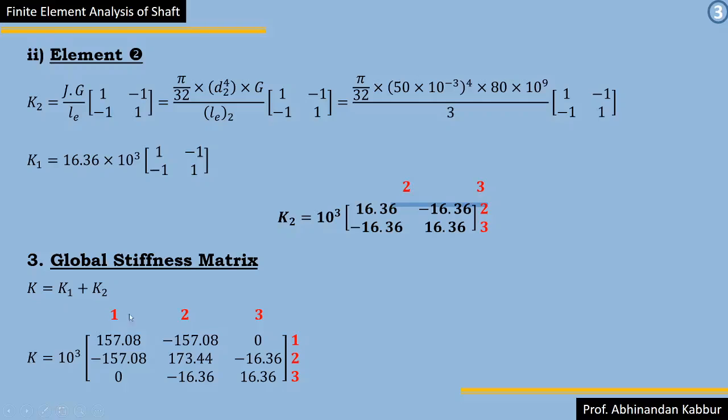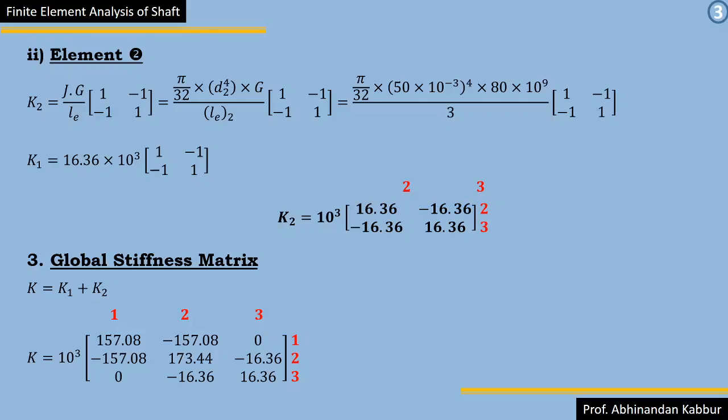Therefore I'll put the values: 1 of 1, which is 157.08, 2 of 1, once again it is minus 157.08, then 3 of 1, I don't have any value of 3 of 1, therefore it will become 0. Similarly I'll go with 1 of 2, I'll put the value, but when I come to the 2 of 2, I'll be having two values, one from the first matrix, that is K1 matrix, and the other value is from K2 matrix. Therefore adding those two, it is 173.44.